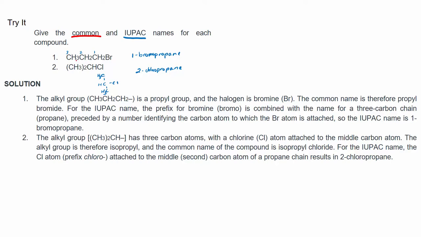Now for the common name, we'll do it in red. For the common name, we're going to name the alkyl group. So for number 1, I have propyl. And then I would name the halide. So I have propyl bromide. And for number 2, this alkyl group is an isopropyl group. So this would be isopropyl chloride.